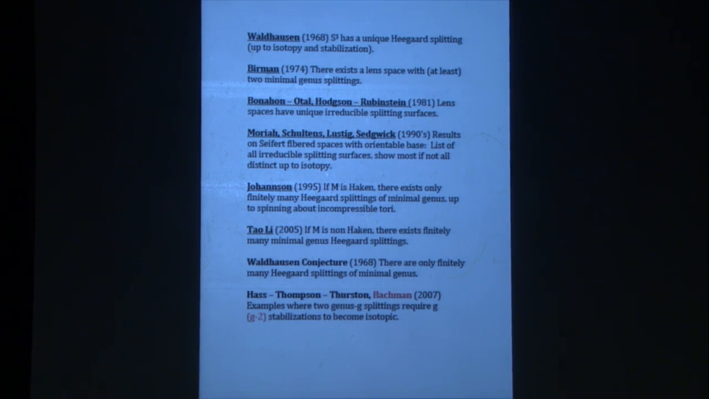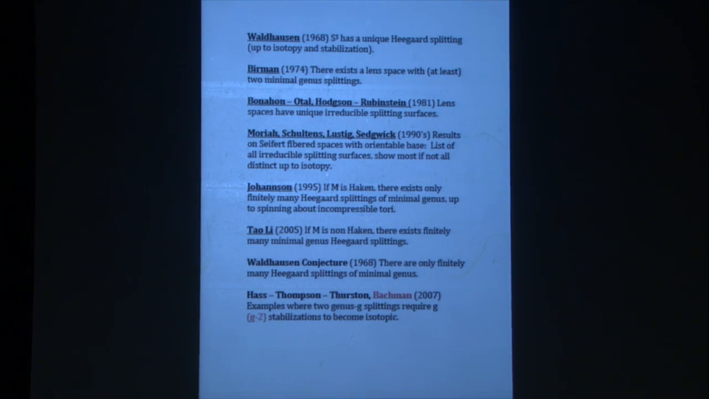And Joan Birman was the first, I believe, to show that there exists a manifold with two different splittings. In this case, she distinguished, in the lens space, the torus with one normal orientation versus the other. For certain lens spaces, you can't isotope one to the other. On the other hand, if you ignore this sidedness, Bonahon and Otal, and independently Hodgson and Rubinstein, showed that lens spaces have unique Heegaard splittings.